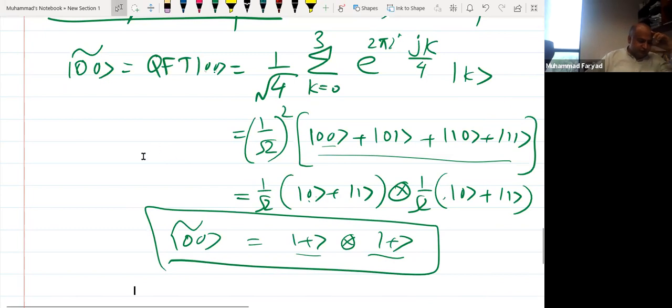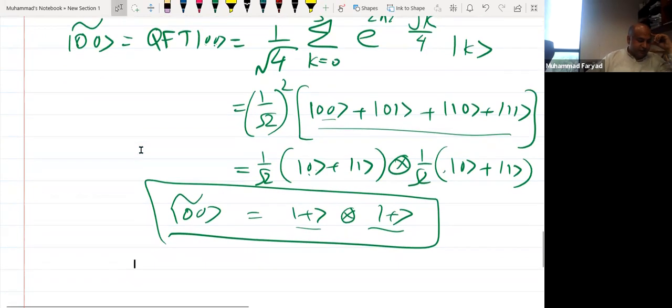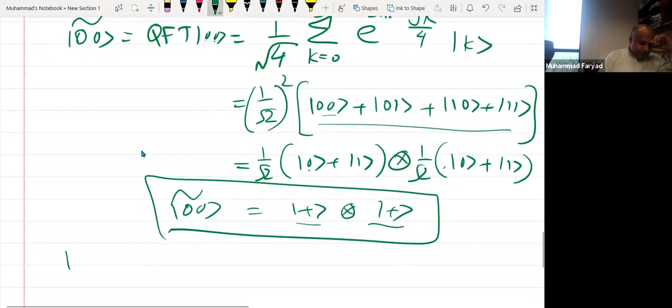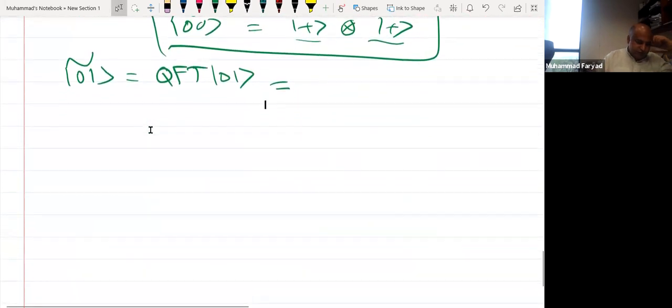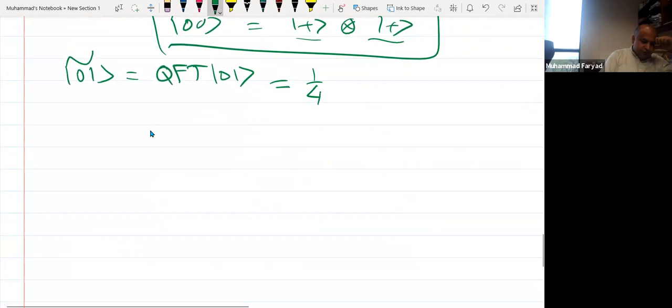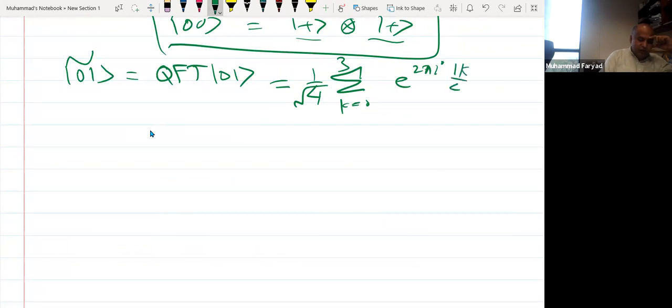Let's now take one more example. And let me take the Fourier transform of 0, 1. This is a little bit non-trivial. And then we will generalize. So the Fourier transform of 0, 1 is 1 over 4 square root again, sum k goes from 0 to 3, exponential 2 pi iota. Now in place of j, I have a decimal value of 1. So 1 into k over 4.